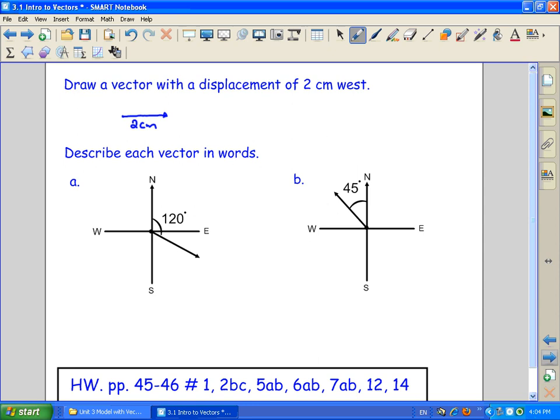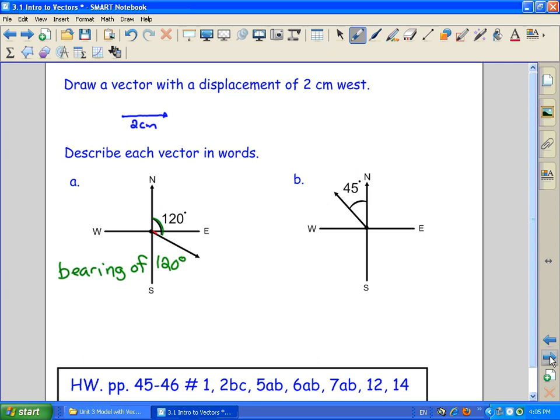All right. Our last example before we do our homework is to describe the vector in words. Well, first of all, what do we know about this? This is given 120 degrees, so this is a bearing measurement. So we have a bearing of 120 degrees. But now let's try putting in the quadrant direction bearing, okay? So let's put it in the quadrant bearing.